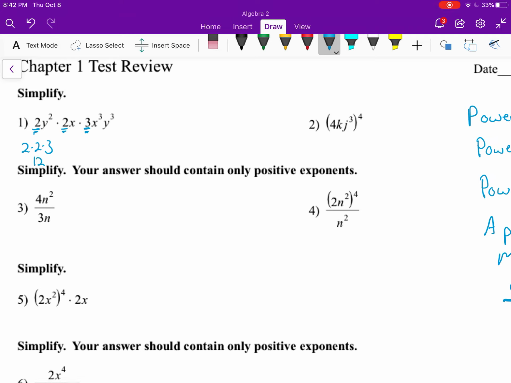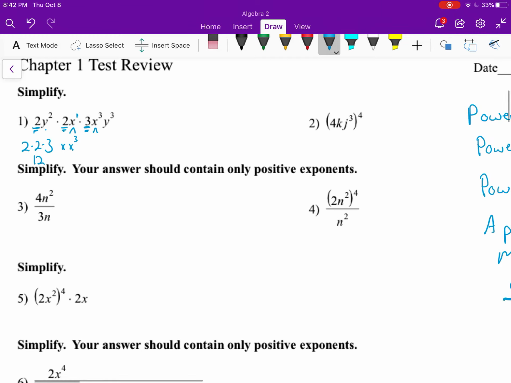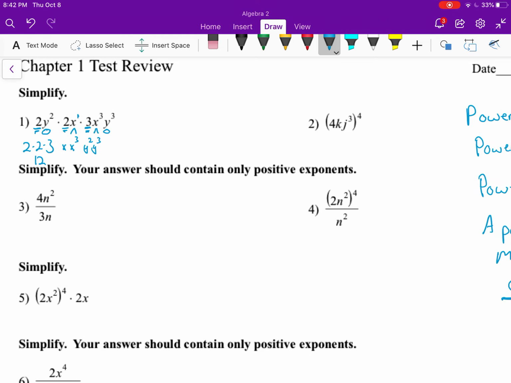And then let's go to our x's next. We have an x, and remember, if there's no exponent written, it's to the first. And then we have another x, so we have x times x cubed. And then we have y squared times y cubed. So I'm going to group those together. So this is an x to the first. So x to the first times x cubed, add the exponents, so x to the fourth. And y squared times y cubed. Once again, you add the exponents. A power times a power, you add the exponents, and that's y to the fifth. I know that's very small, but there you go. That's the answer for that one.